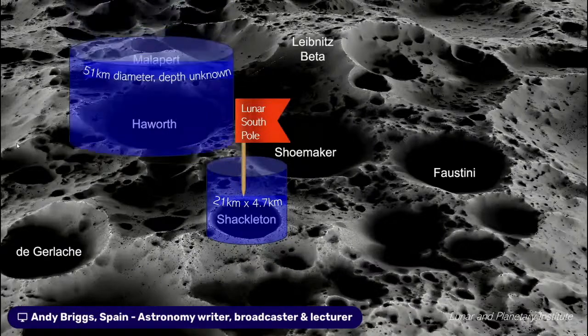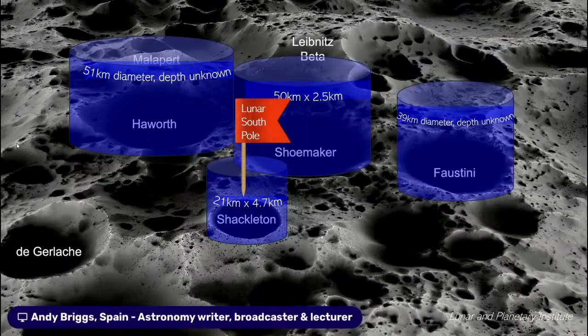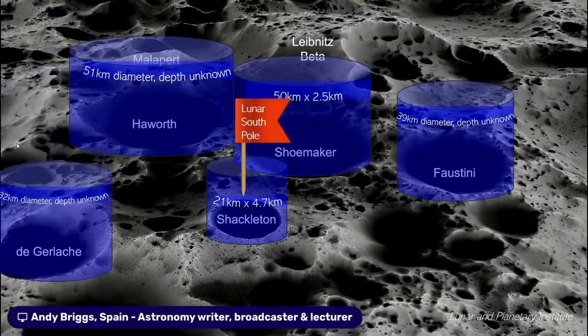But we've got some bigger ones around it. We've got Haworth, for example, 51 kilometers, its depth unknown. We've got Shoemaker, named after the famous scientist Eugene Shoemaker, 50 kilometers wide by 2.5 kilometers deep. Faustini, 39 kilometers wide, depth unknown. De Gerlache, 32 kilometers wide, depth unknown. So you've got some pretty wide craters here, and some very deep ones. And you can see the ridges between the craters, making the whole landscape look really mountainous and big.